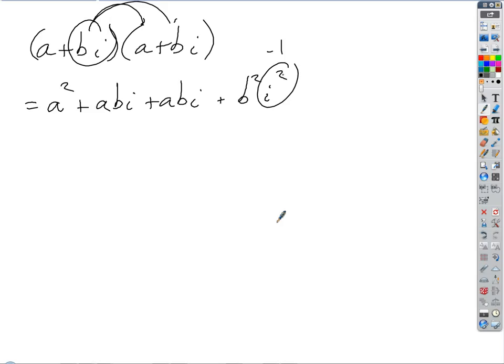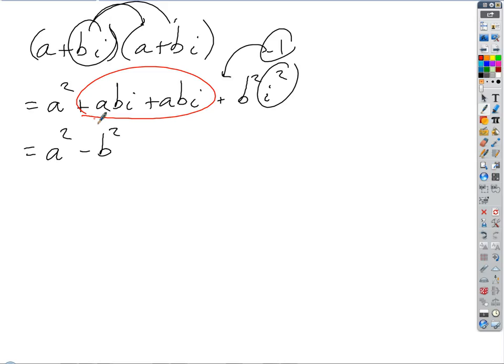And so that almost works, right? Look what happens. We get a squared, and then this whole thing becomes a minus b squared. But look what happened in the middle. Those didn't cancel. Unfortunately, abi plus abi is just 2abi. So the i's didn't go away, but we almost did it. We just have to tweak one sign here. Not quite the opposite, but very close to it. We're going to take what's called the conjugate.